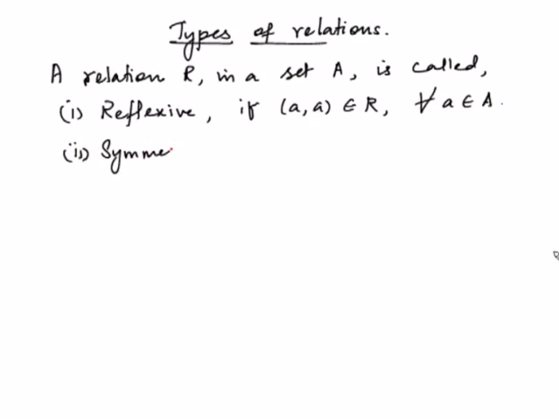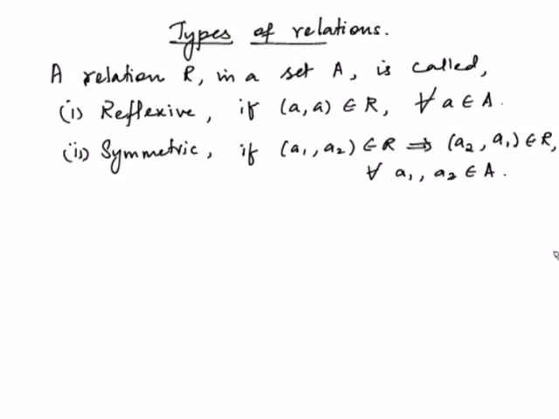Symmetric if (a1, a2) belongs to R implies (a2, a1) belongs to R for every a1, a2 belonging to A.